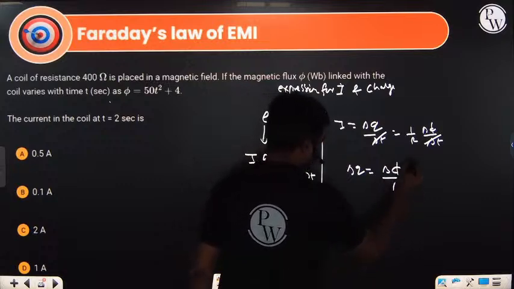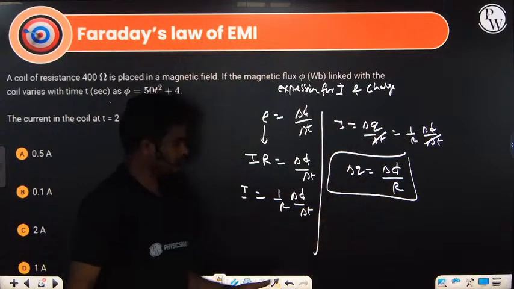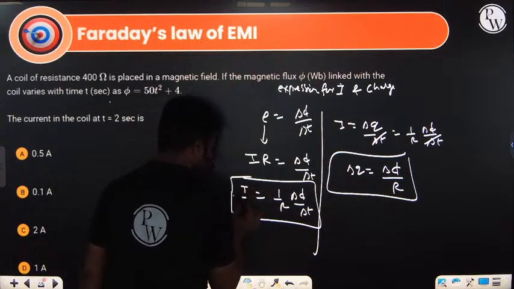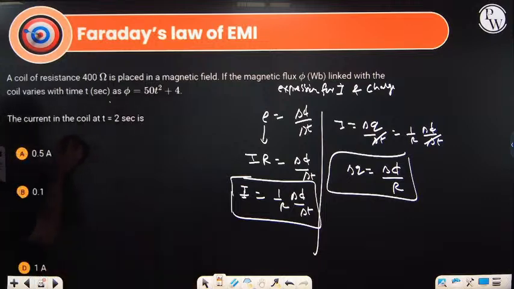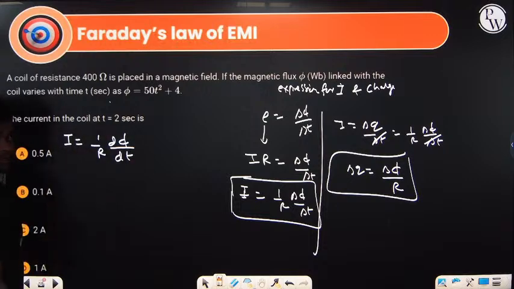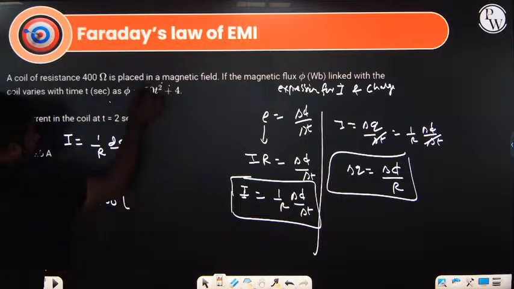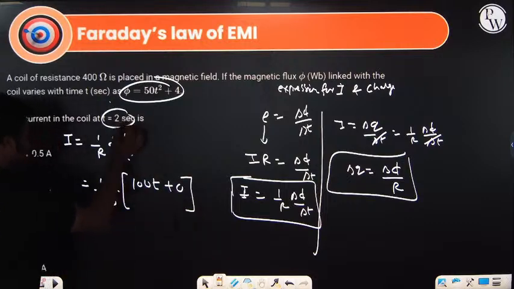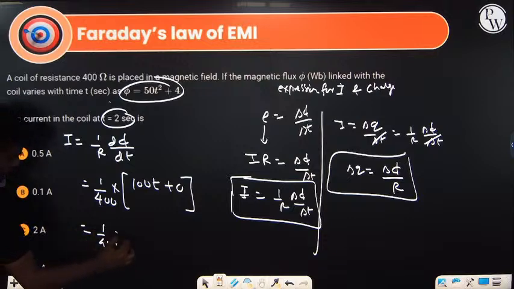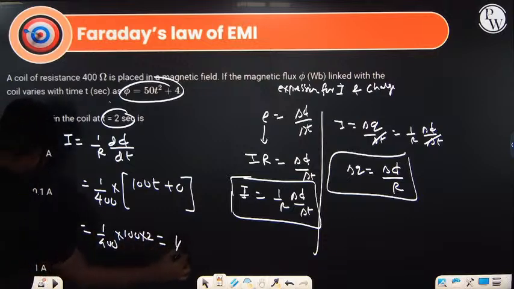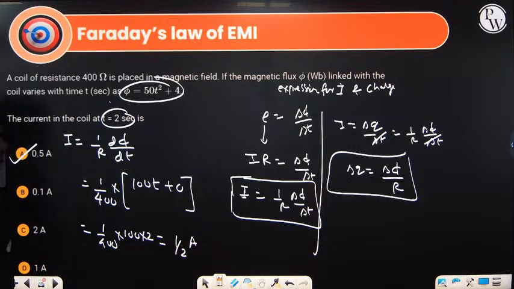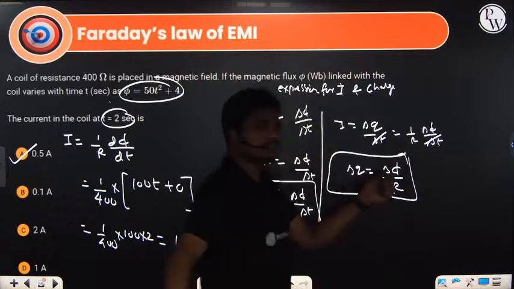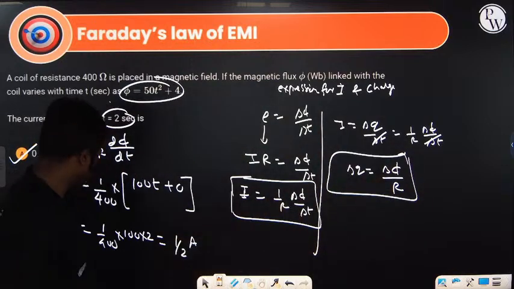In this expression we can check that charge depends on the change in flux and resistance, and current depends on resistance as well as change in flux and time. So I is equal to 1 by R into d phi by dt, where d phi by dt is the magnitude of the induced EMF. R is 400, and d phi by dt is 100t plus 0. At 2 seconds, putting the value: 1 by 400 into 100 into 2, we get 1 by 2 ampere. The answer is 0.5 ampere. And this is the expression for the charge: delta q equals delta phi by R, the change in flux divided by resistance.